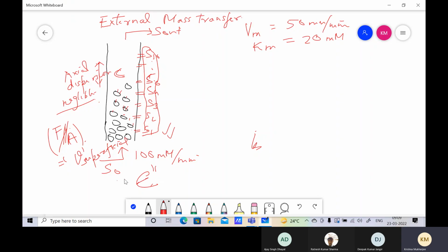Epsilon is the packing volume, and we know the velocity in terms of the time required for the liquid to reach from here to here.